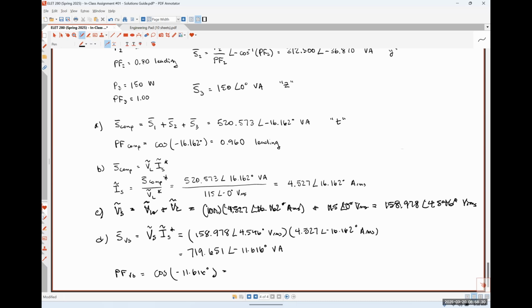So let's see, cosine of the argument of my prior answer. I got 0.9795, so I'm going to call that 0.980. And is that leading or lagging? Why is it leading? Why did you change your answer? Because it's a negative angle. Absolutely right. So 0.980 leading.